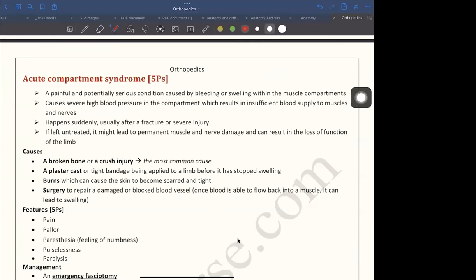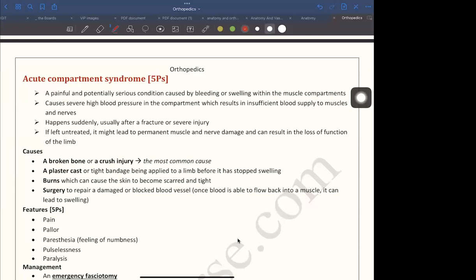You go and examine the patient, you'll find that they have a cast. The pain is very severe, and they can't tolerate it. You examine the leg, there'll be slightly diminished sensation. The pain is out of proportion to the findings on your clinical examination. Sometimes, which is very late, they are pulseless, and sometimes they are paralyzed, which again is very late.